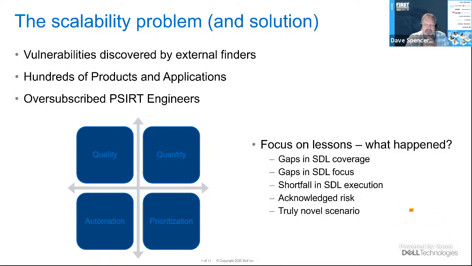You have the vulnerabilities that are coming into our organization, discovered in many cases by external finders outside the company, whether it's researchers or customers or folks that are signing up for a bug bounty program. You've got hundreds of different products and applications, all of them in varying stages of maturity in their security journey. And you have a PSIRT team, which is lean. And sometimes if you talk to some of the engineers, they might tell you that they're a little oversubscribed, that they were already busy before we decided that we wanted to centralize this root cause analysis procedure.